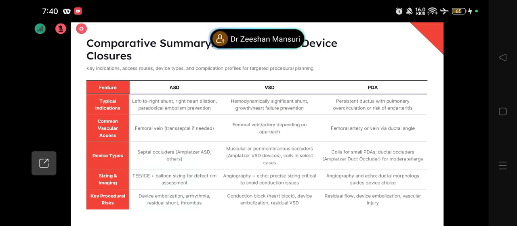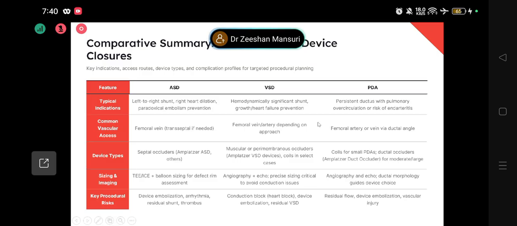ASDs, I have personally performed an ASD device closure at the age of 65 years, and that patient was diagnosed because of recurrent cerebrovascular events. So ASDs may come late in adulthood, in the sixth, fifth decade as well.